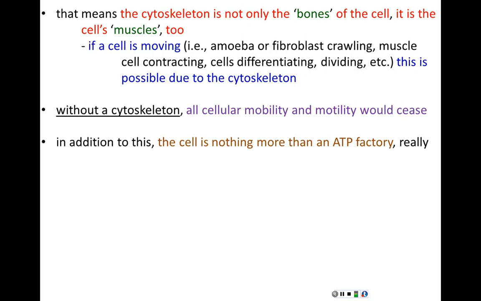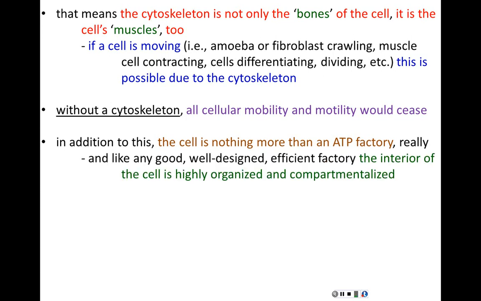In addition to this, cells, in their most basic comprehension, their most basic consideration, are nothing more than ATP factories. Cells make ATP, and the ATP allows the cells to survive so that it can make more ATP, so that it can continue to survive making more ATP. Really, in their simplest way, cells are nothing more than ATP-making factories, and like any good, efficient, well-designed factory, the interior of the cell is highly organized and highly compartmentalized.